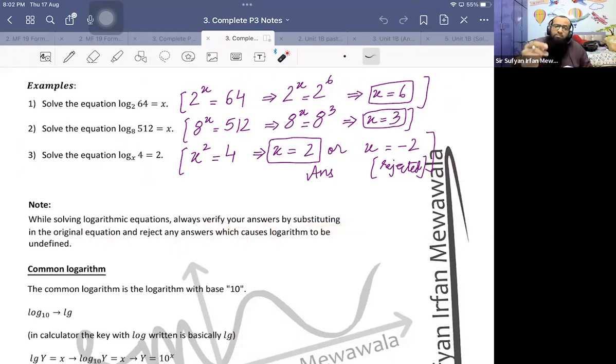Any answer that does not define the log, we have to reject it. Right? It is not that we can blindly give any answer. We cannot just give answers like that. We have to check which answers are valid and which are not, right?